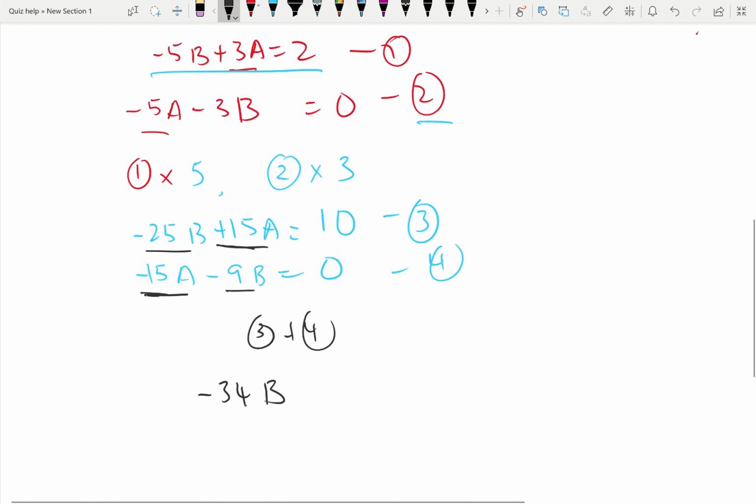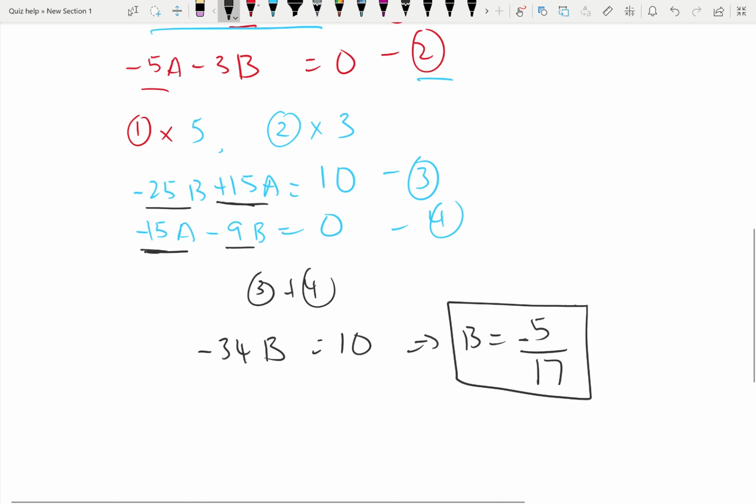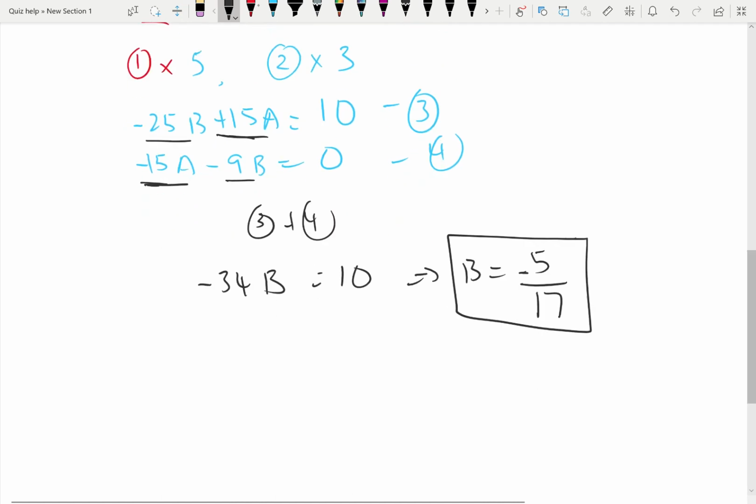So that is why we need the same number but opposite sign. Equal to 10 plus 0 is 10. So what is b? Well, b is a little bit of an ugly number. 10 over 34 is 5 over 70, negative. So b is negative 5 over 70. Okay, alright, so let's find a.